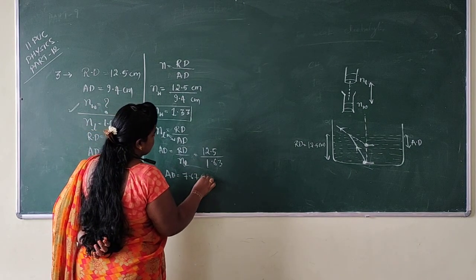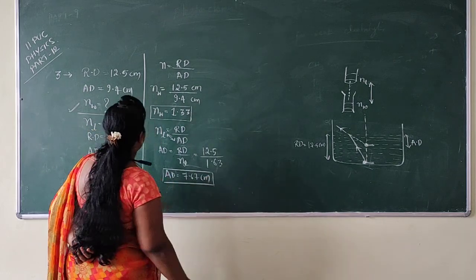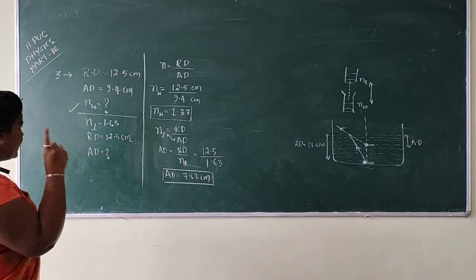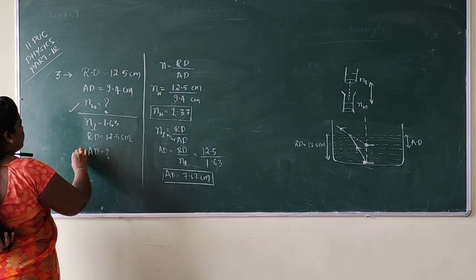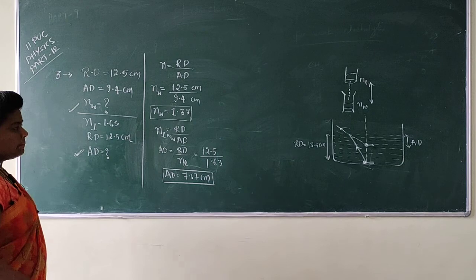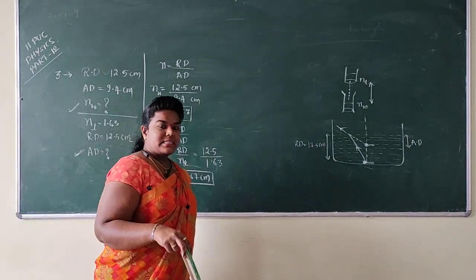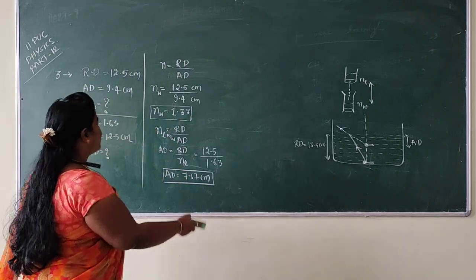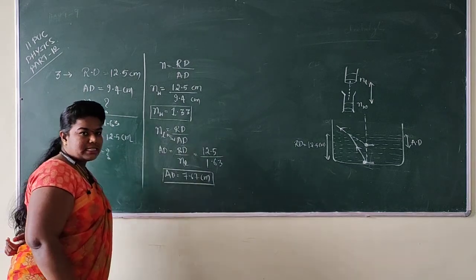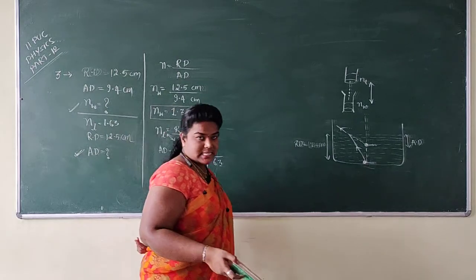7.67 centimeter. Yes. This is the apparent depth of the image of the needle when water is replaced by liquid. See my dear students, I think you understood. I already said while explaining that water is less dense than liquid, because the refractive index of water is 1.33 and the refractive index of the liquid is 1.63. So again, liquid is denser than water, so refraction increases.